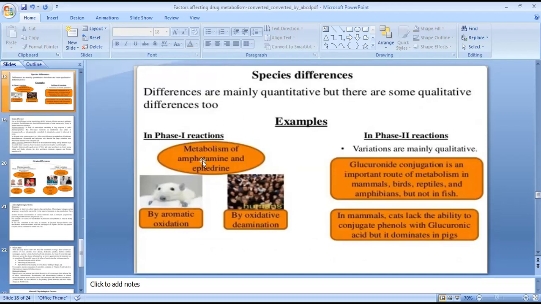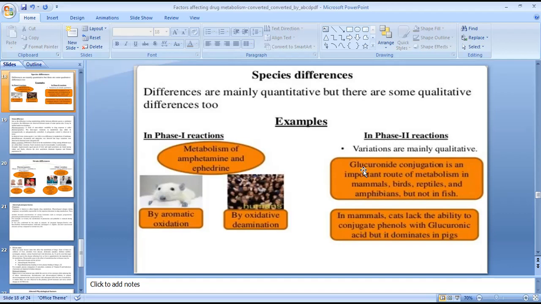Now, what happens in the case of phase 1 reactions? The metabolism of amphetamine and ephedrine drug molecules. We have already seen the metabolism of amphetamine. In animal species, the metabolism of amphetamine is done by the aromatic oxidation process, and in human beings like us, the metabolism of amphetamine and ephedrine is done by the oxidative deamination process. So this depends on which type of species the study is done on. Now, in the case of phase 2 reactions, variations are mainly qualitative.